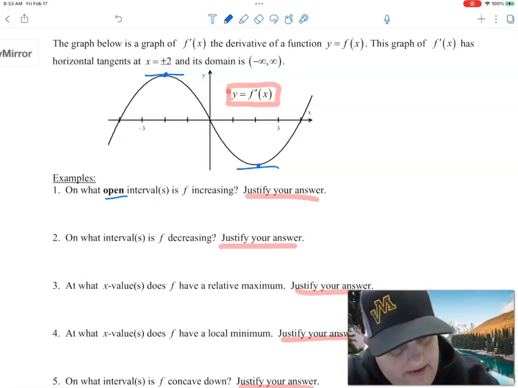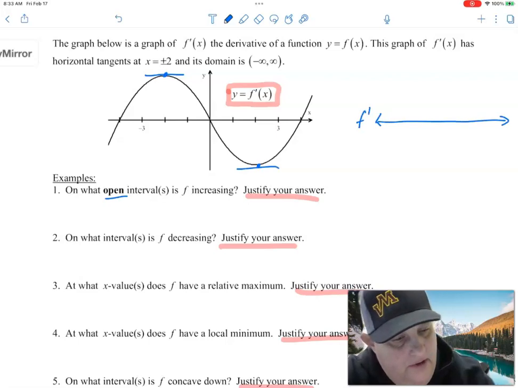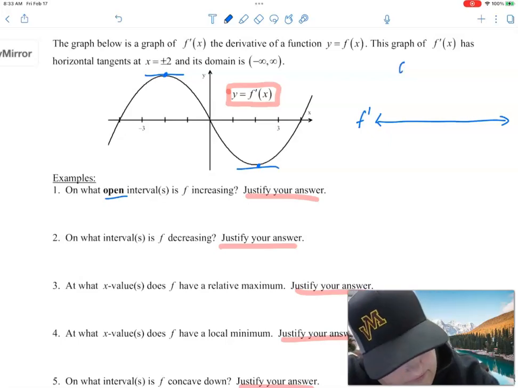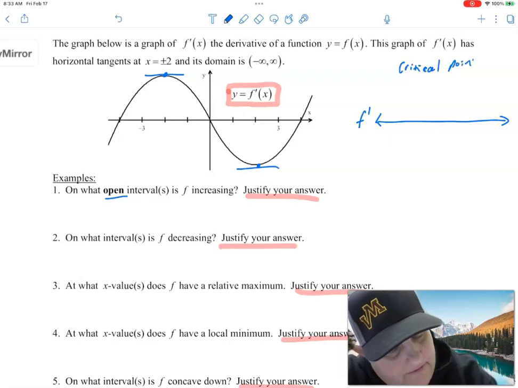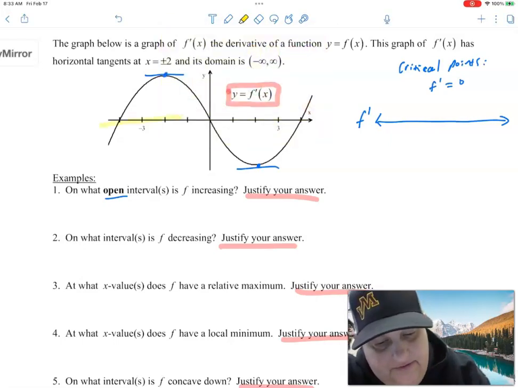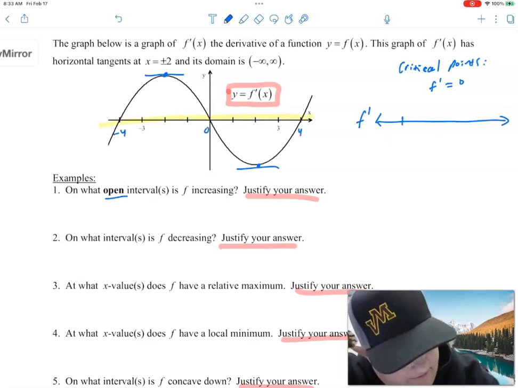Well, I'm going to go ahead and make a sign line graph of f prime. Remember, we get our critical points, and the critical points are where the derivative equals 0. In the case of this graph, this is the derivative. If I look through here, where does the derivative equal 0? Well, here at -4, here at 0, and here at 4.